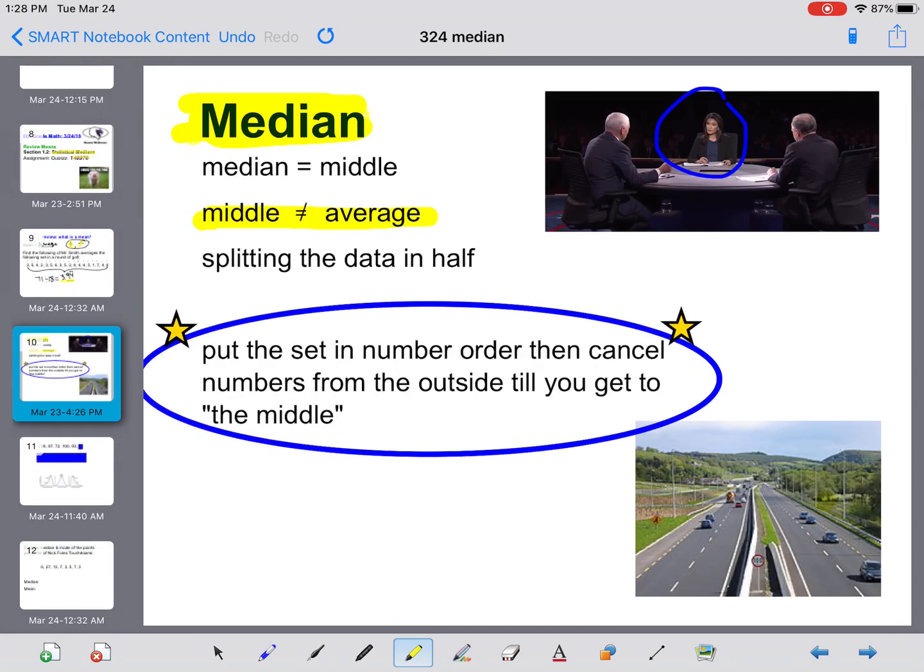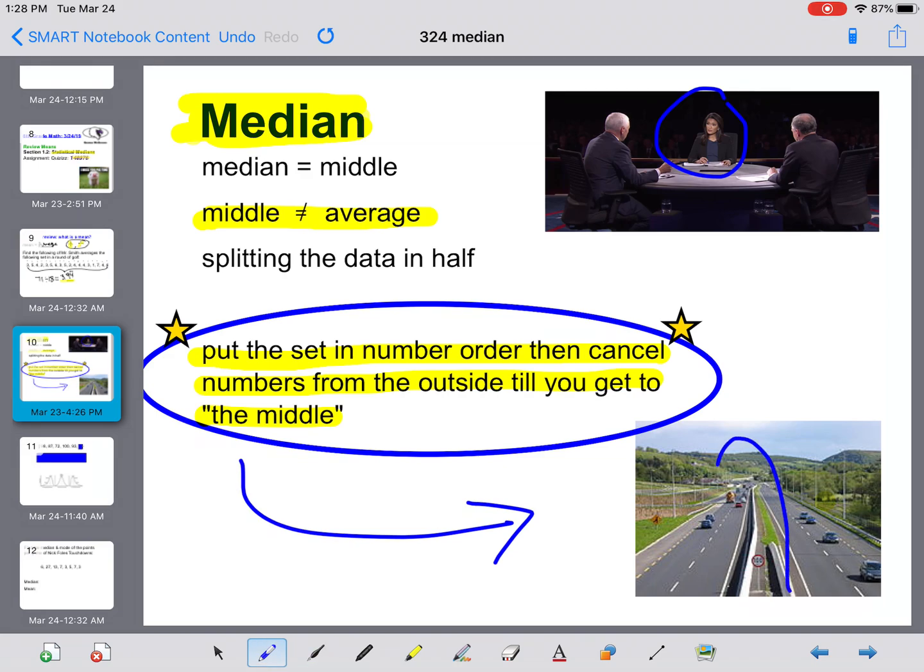So going back here, the steps we're doing, and again, circle, star, underline, what you got to do right here. Any important thing, it is this what I'm about to say. What you do is you put the set in number order. Then cancel out numbers from the outside till you get to the middle.